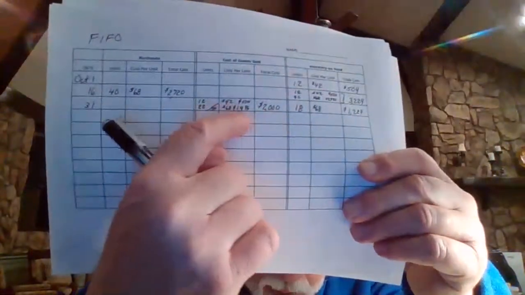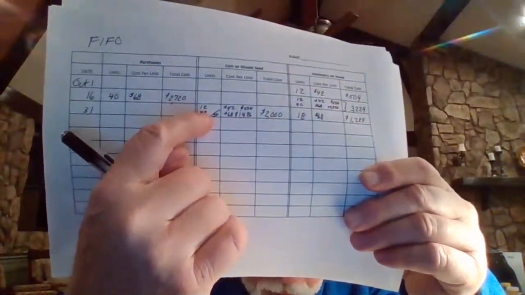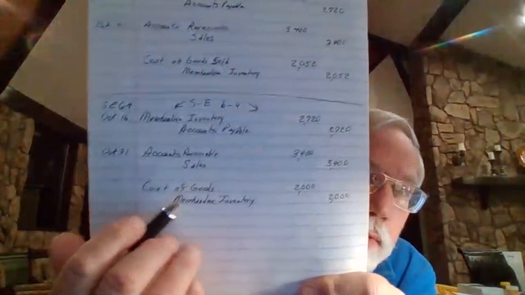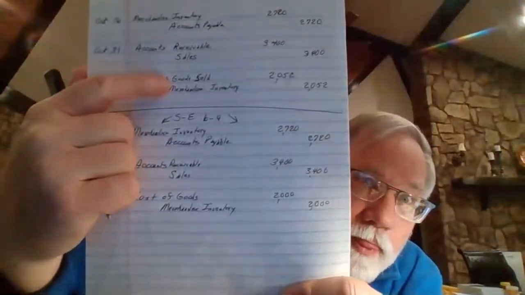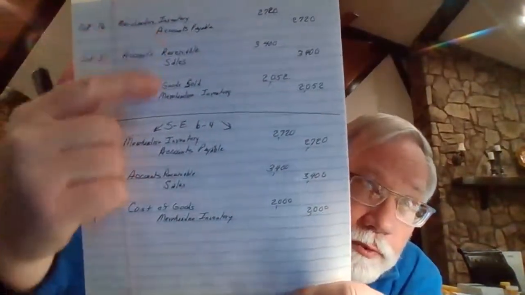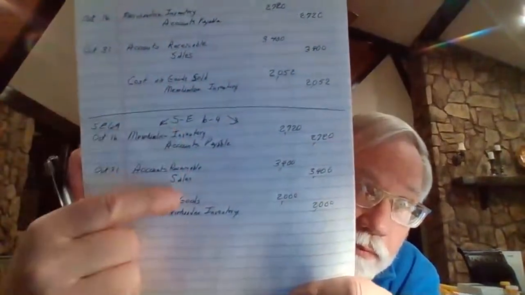And that number comes right from our middle section here. Which ones did we sell? The first ones in are the first ones out. Total $2,000. And there's the entry. That's the only thing different between specific identification, which was up here, and FIFO. Okay.